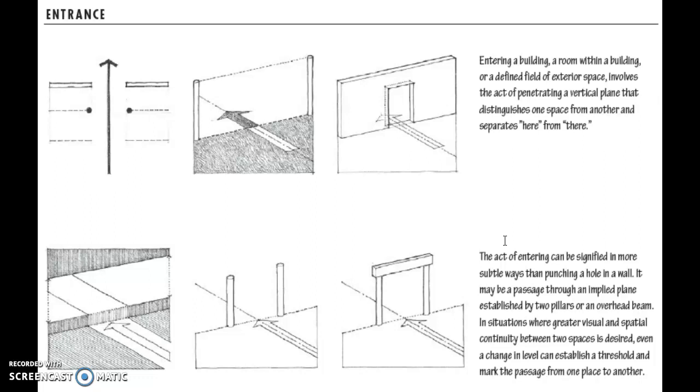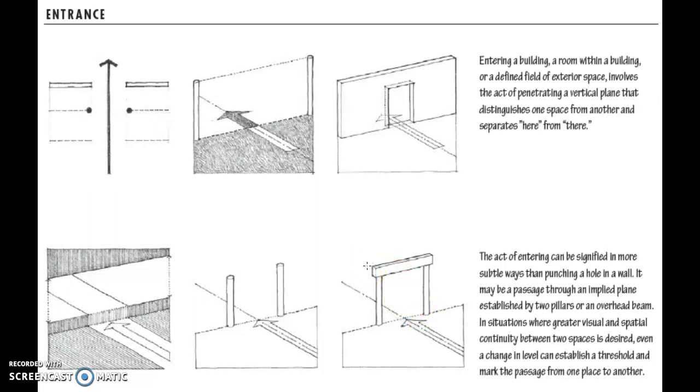The act of entering can be signified in more subtle ways than punching a hole in a wall. So it can be a hole in the wall, like you have a doorway, or it can be a gateway. Like you are walking along a path in a lawn or in a garden, and then you find some form of gateway in the form of a portal frame or any truss frame. So you will tend to find it as a gateway or an entrance for the space where you are going to enter.